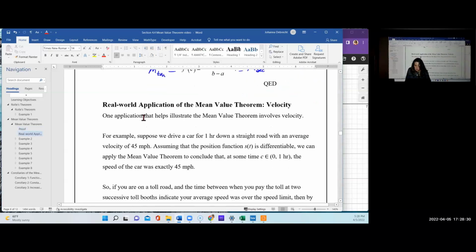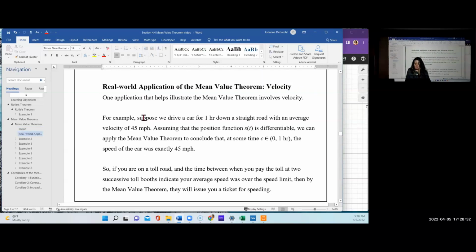All right. Now we want to talk about a real world application for the mean value theorem, which has to do with velocity. Now, I said we don't actually use the mean value theorem on a daily basis very often, except on toll roads, where it gets used all the time. Why? Well, here's the idea. Your position at one toll booth and your position at the next toll booth tells them exactly what distance you've traveled. They have a measurement of the time that you paid at the first toll booth and the time you paid at the second toll booth.